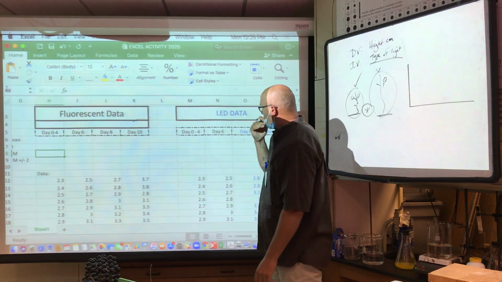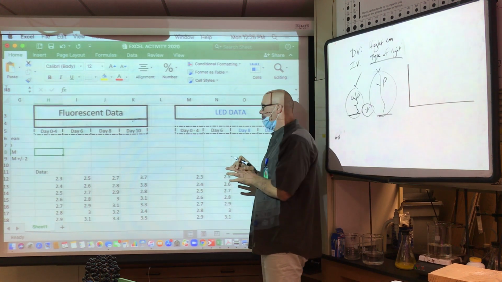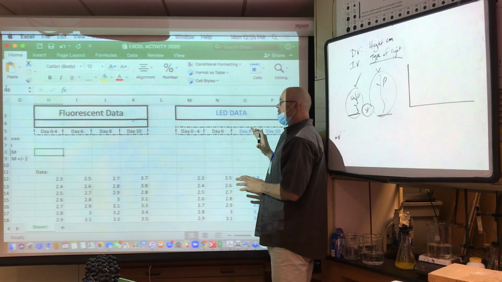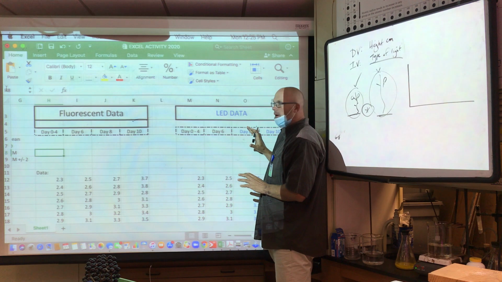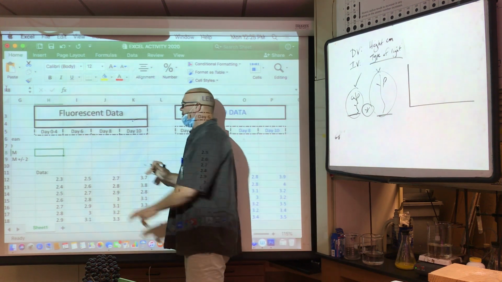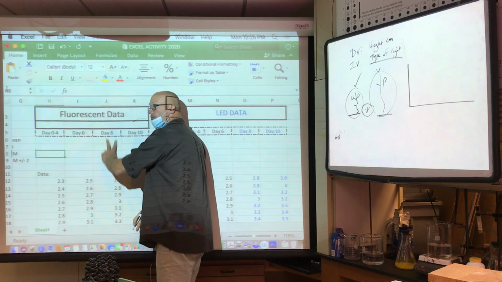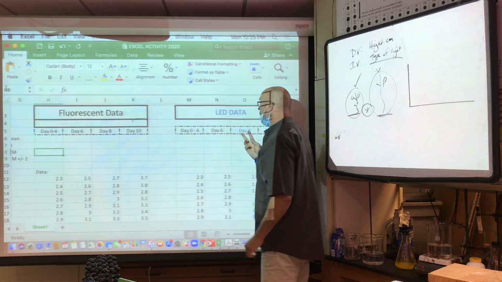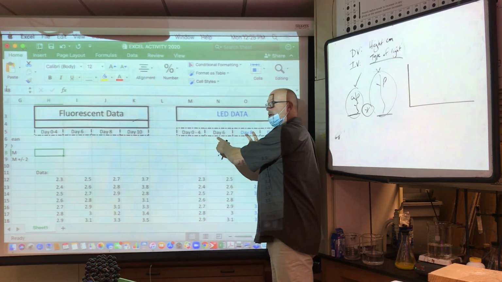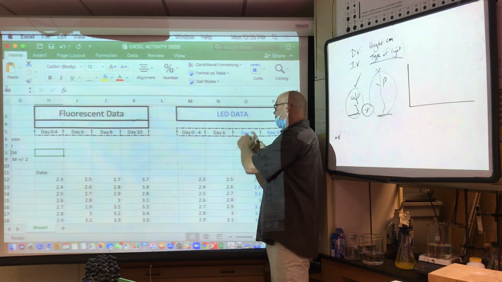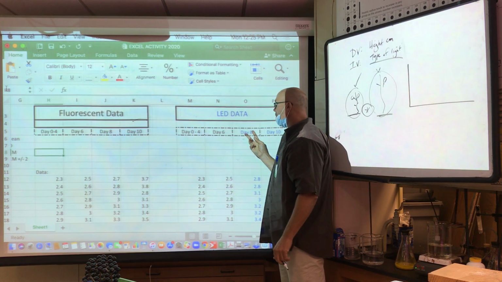On the 6th day, we split half of them into the LED grow light area, and we left half of them. So on the 8th day, the ones that were left, we measured them. On the 8th day, the ones that we split after the 6th, that's basically 2 days of growth in between, we went to the LED layer.